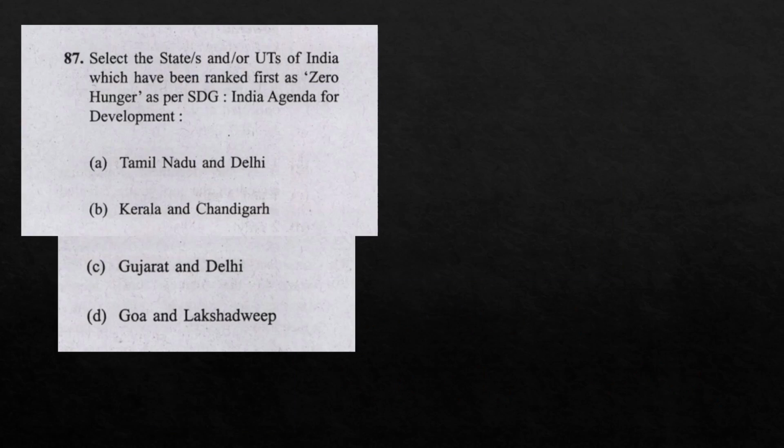Right? Now let's move on to the next question. Okay. Now the Sustainable Development Goals, India Agenda for Development, right? Zero Hunger as per the Sustainable Development Goals India Agenda for Development. This is something that is released by Niti Aayog, right? Now what the question says is, select the states and or union territories of India which have been ranked first in Zero Hunger. Now you cannot eliminate any option from this. You have to directly know the answer, and for this you have to read the reports. So if you have read the report, this is a very easy question.